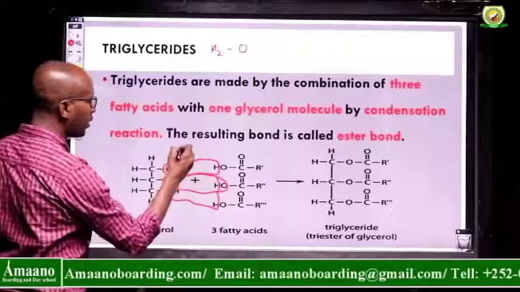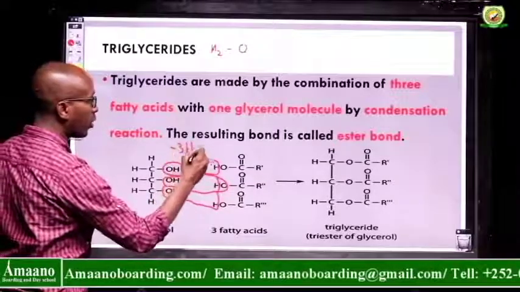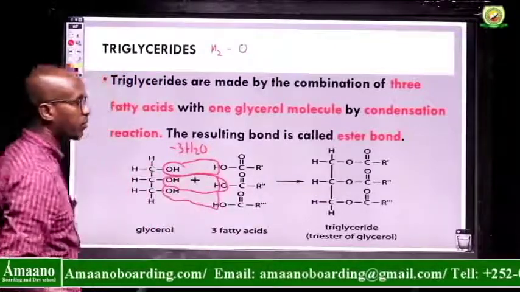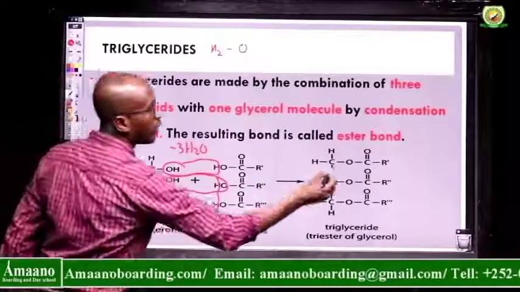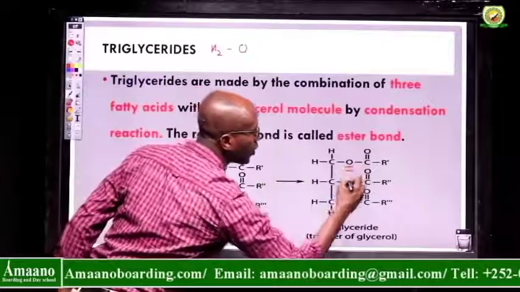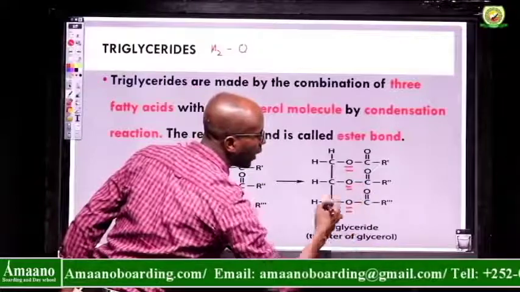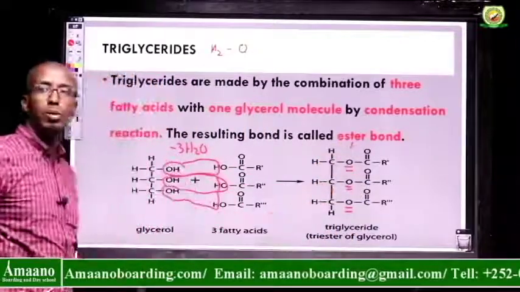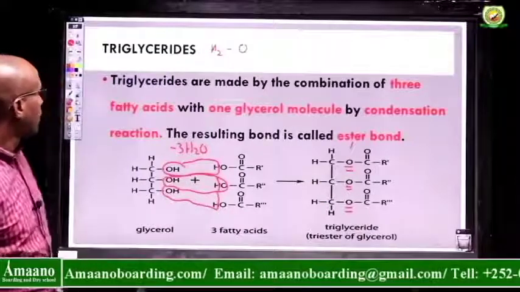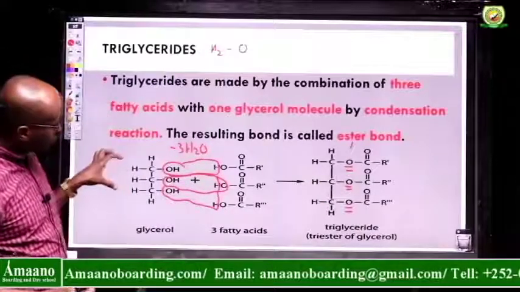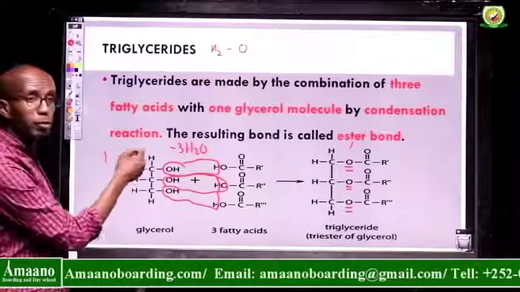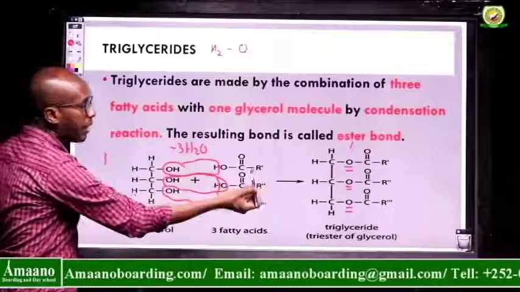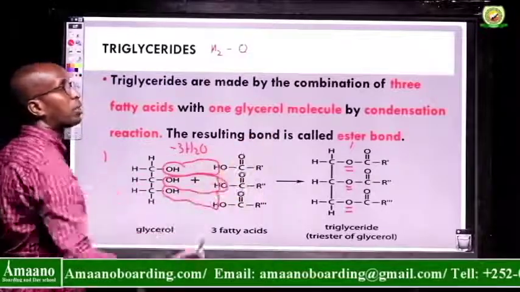So we remove it here, 3 molecules of water. The resulting molecule is this. The bond which holds the glycerol molecule and the fatty acid molecule is called an ester bond. So a triglyceride is made up of 1 molecule of glycerol combined with 3 molecules of fatty acids by a condensation reaction.